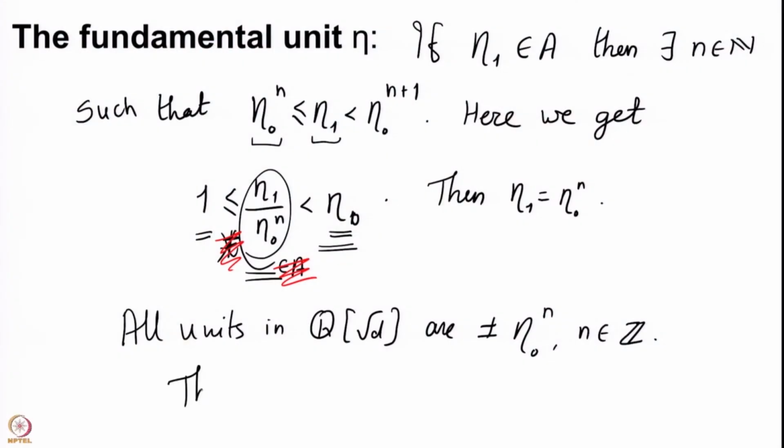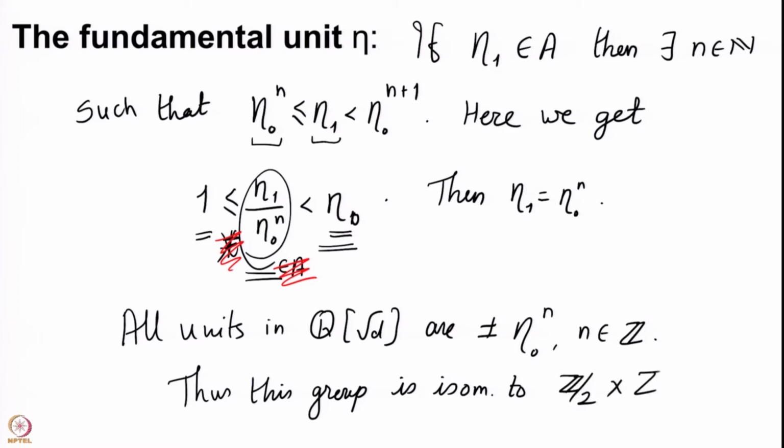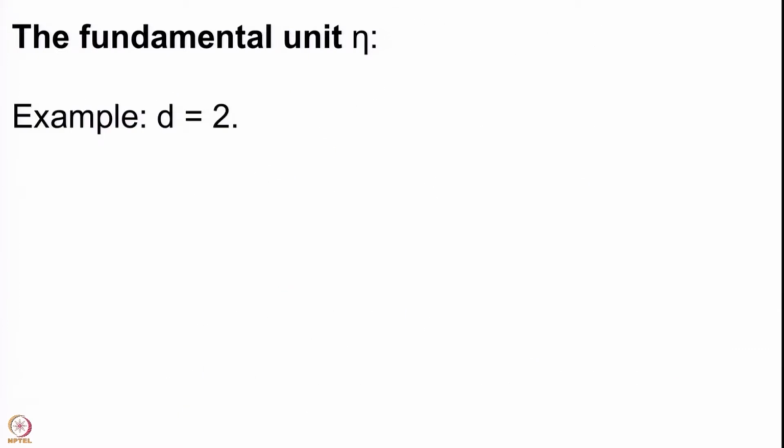So, thus this group of units is isomorphic to Z by 2Z cross integers. So, we have proved Dirichlet's theorem completely for the quadratic case, and we have also obtained the fundamental unit eta naught. Let us try to do an example.